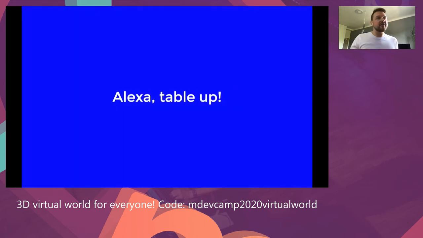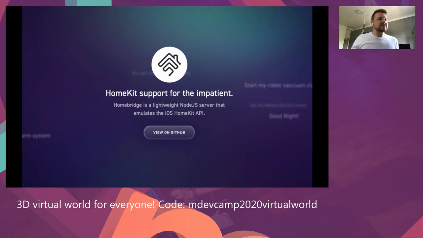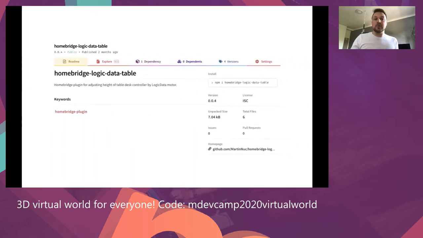And regarding the voice command part, that turned out to be really easy because there is this Homebridge project, which is basically a hub for HomeKit. That means it gives you a connection to a Siri for free. And the only thing I had to do was to write a simple driver which connected the Homebridge to my driver to control the desk.